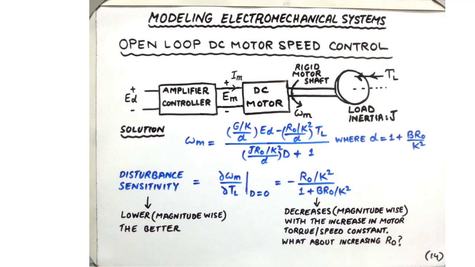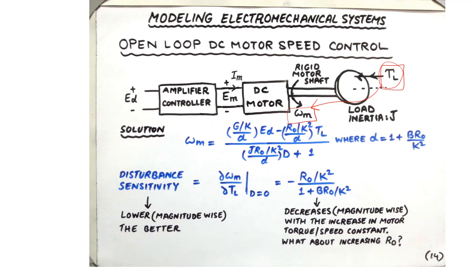The other parameter is known as the disturbance sensitivity, which is a measure of the sensitivity of the speed of the system with respect to the disturbance torque TL that is applied to the load. So we are interested in knowing how easily the disturbance torque TL can affect or cause changes in omega m, the motor speed.